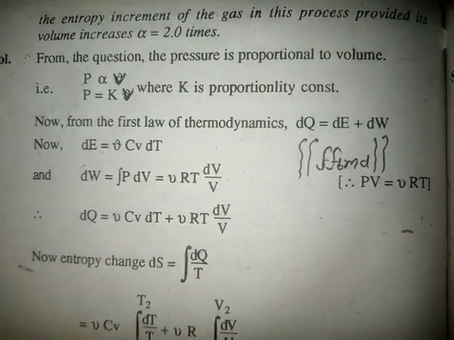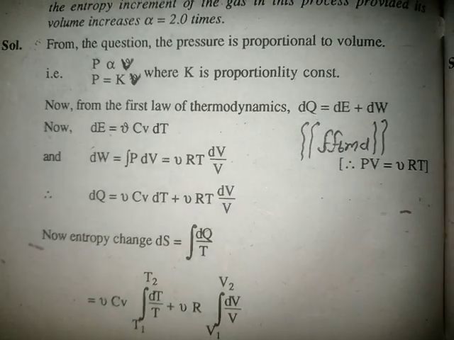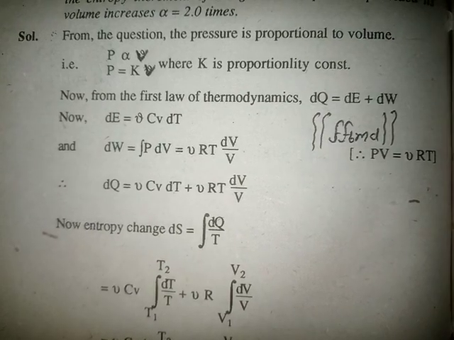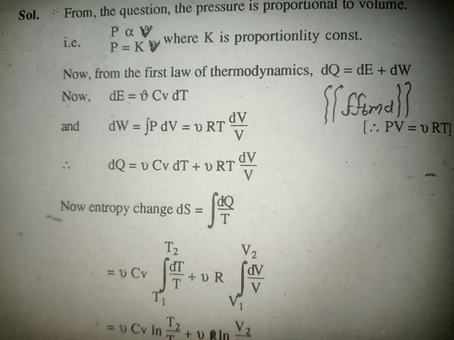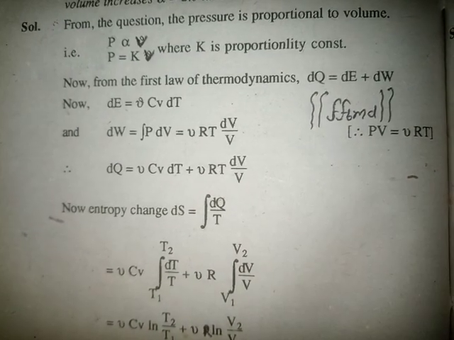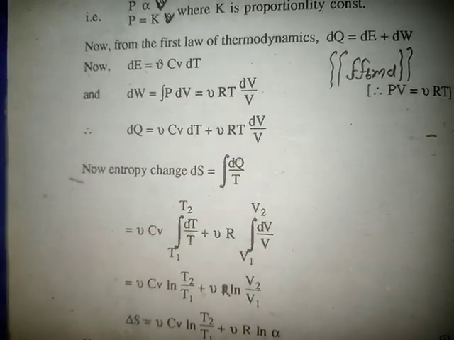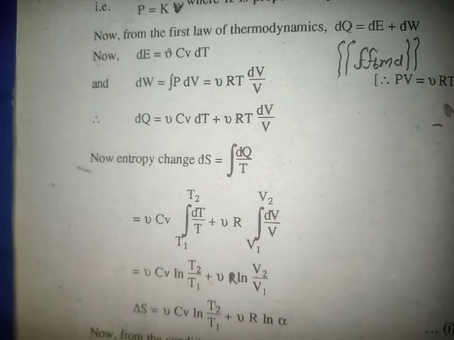Now from the first law of thermodynamics, dQ equals dU plus dW. Now dU equals nu Cv dT, where nu is the number of moles, and dW equals P dV, which is nu RT dV by V, as PV equals nu RT. Hence dQ equals nu Cv dT plus nu RT by V into dV.